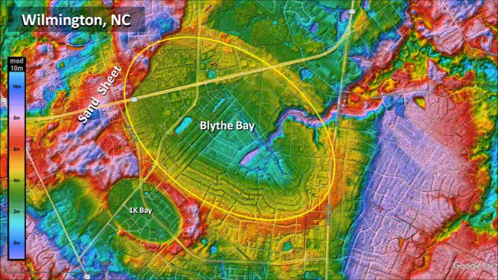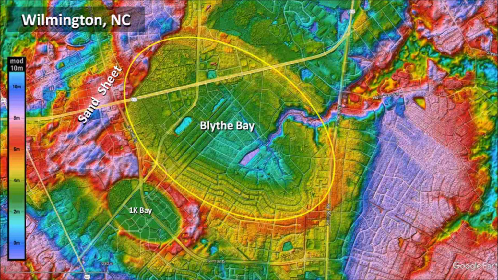Some Carolina bays have been completely covered by cities. Blythe Bay in Wilmington, North Carolina, has several features that indicate the order in which this landscape formed. Blythe Bay was created first, and then a sand sheet covered the northwest portion of the bay. A few seconds later, a smaller impact made a 1-kilometer bay that neatly clipped the sand sheet. This pattern of sand sheets overlaying bays followed by bays overlaying sand sheets is observed very frequently adjacent to rivers.